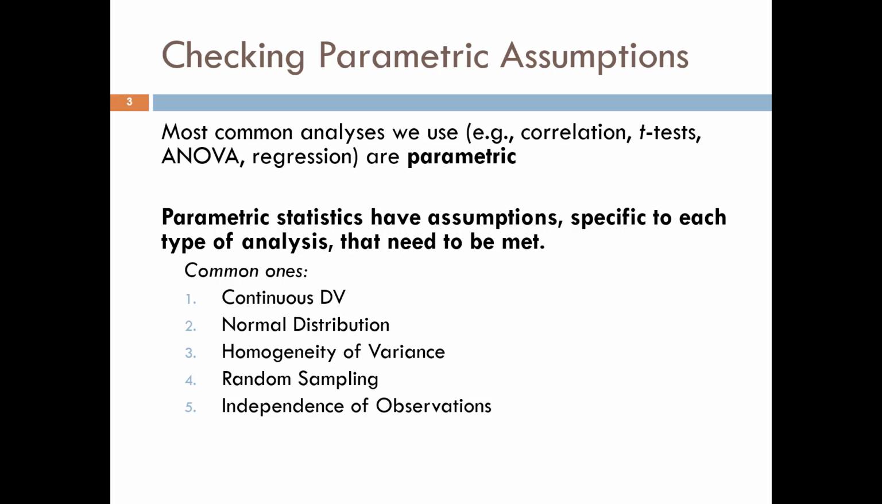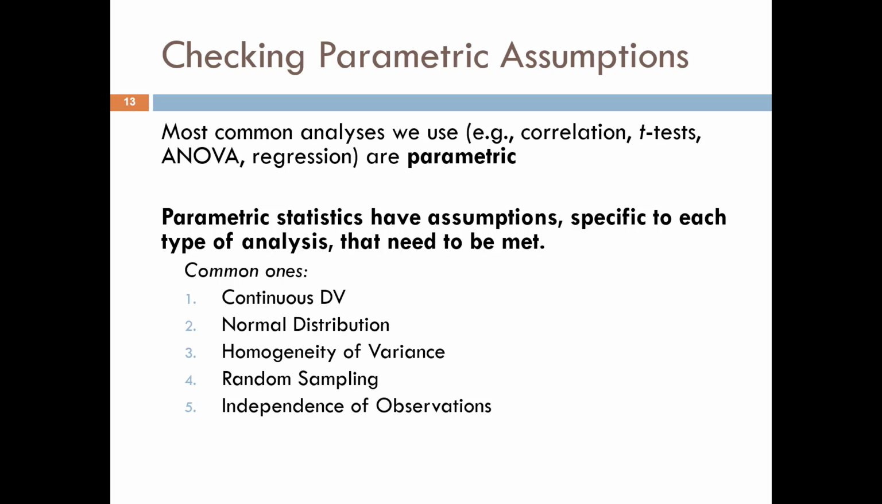So first, let's talk about parametric assumptions. The most common analyses that we use, including correlation, t-test, ANOVA, and regression, and these are all analyses that we're going to cover from this point forward, are parametric. And parametric means that you're making an assumption about the way the data are distributed in the population. And so if you keep on randomly sampling from your population over and over and over again, and if you start charting that data, then the data should start taking on a particular distribution or the shape that you're assuming. And so that's parametric statistics.